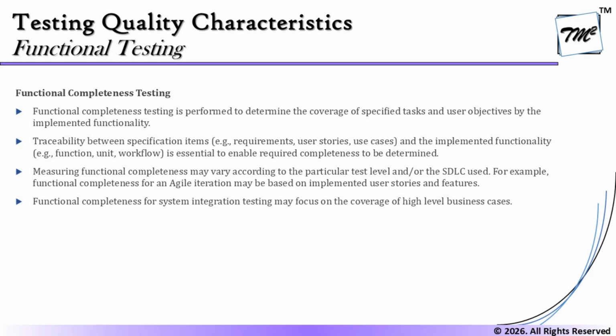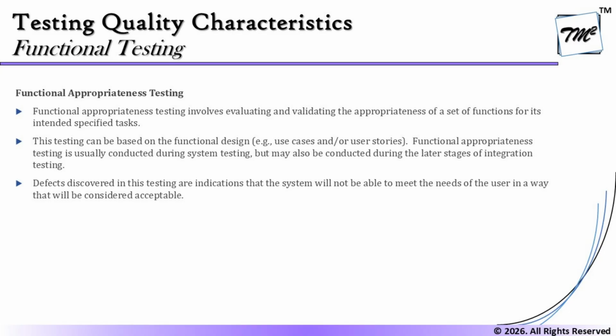For example, functional completeness for agile iterations may be based on implemented user stories and features, whereas testing system integration may focus on the coverage of high-level business use cases. So the point being made is that you may have different things to cover at different levels, but mainly from the system testing level, you look forward to start measuring the coverage on the functional completeness of a system.